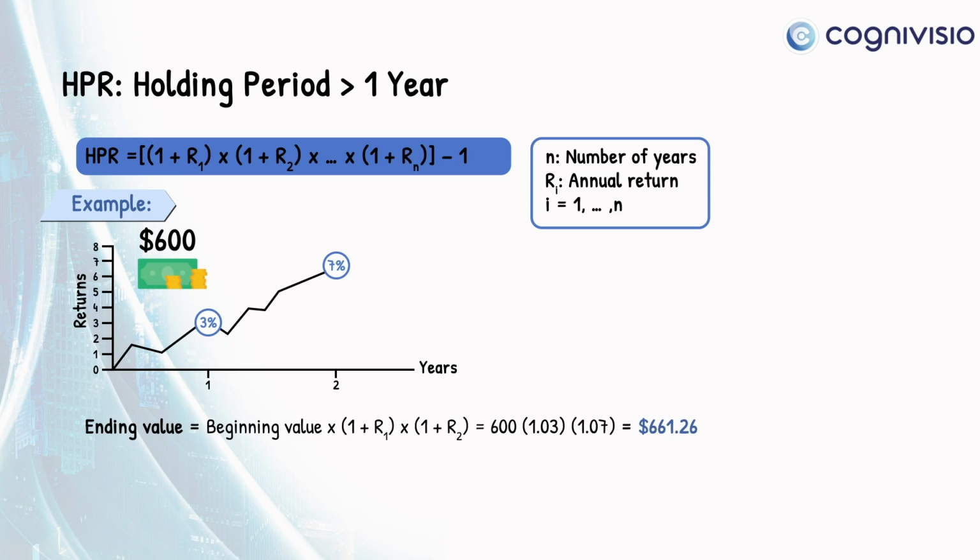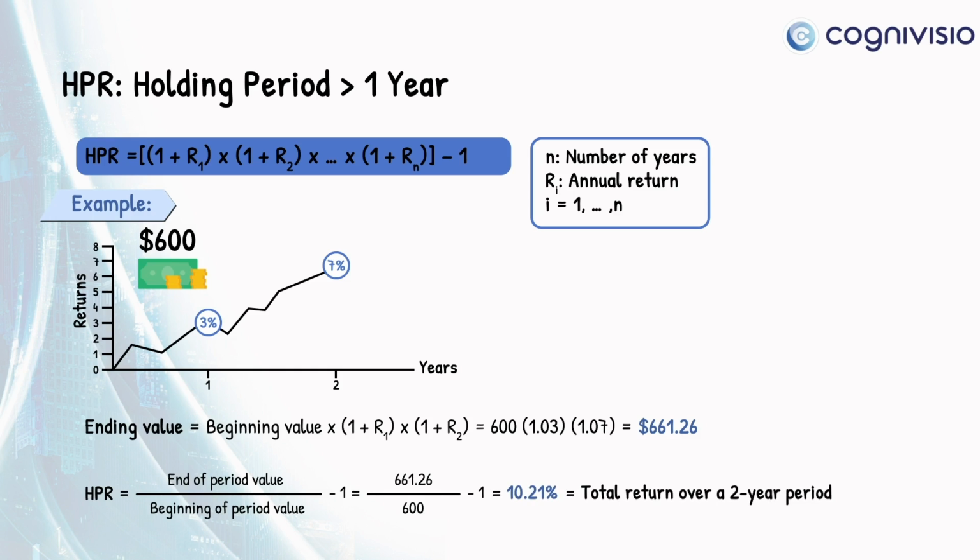$661.26. Then, we calculate HPR as $661.26 divided by $600 minus 1, and we get 0.1021 or 10.21%. This is the total return over a 2-year period.